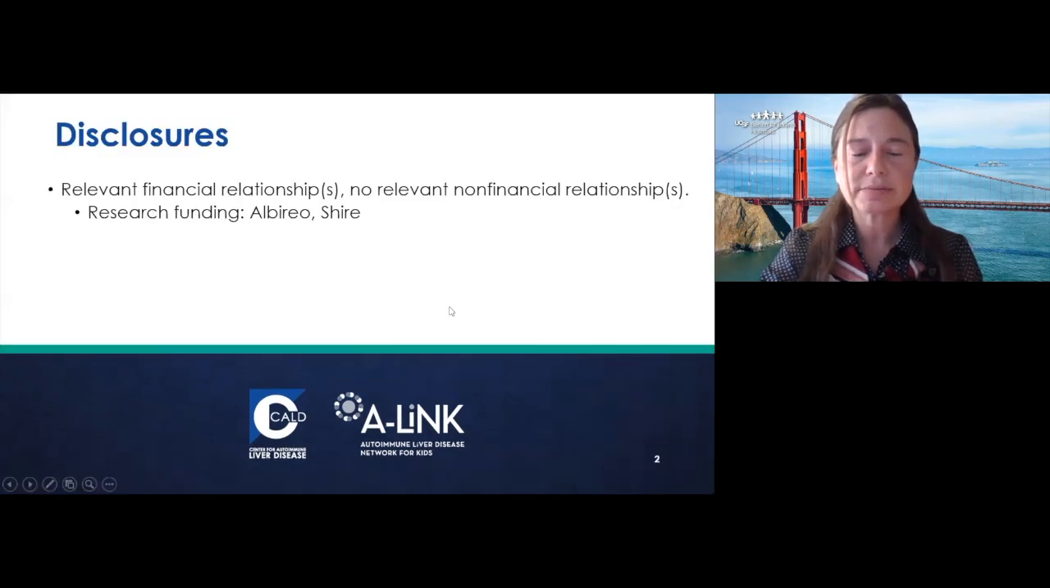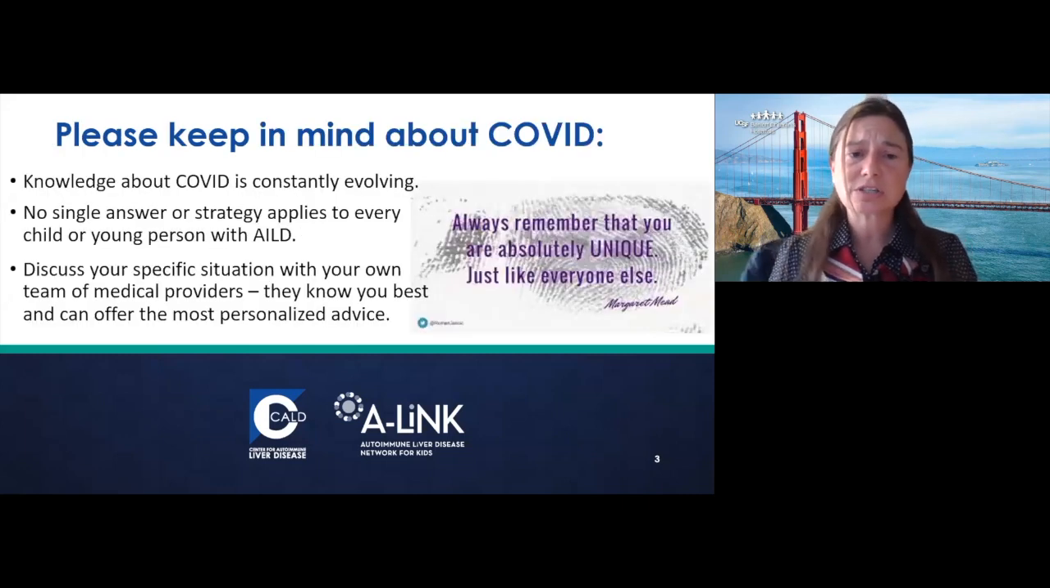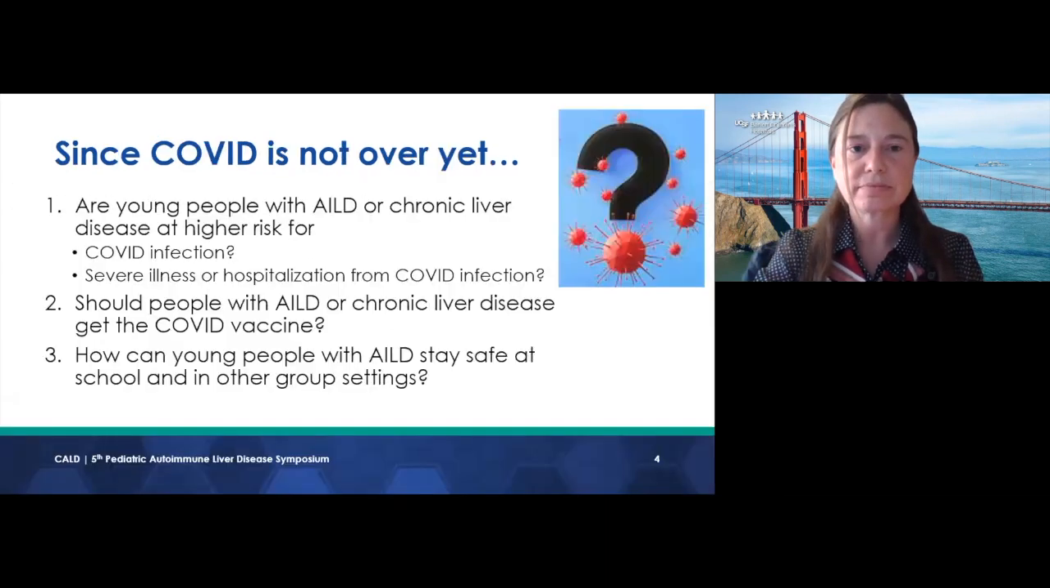Here are my disclosures and some additional disclosures. Please keep in mind about COVID, that the knowledge about COVID is constantly evolving. So I tried to provide as up-to-date information as I could to you today. No single answer or strategy applies to every child or young person with autoimmune liver disease, but I'm going to try to share general principles today that I think are generally applicable to most people. And please discuss your or your child's specific situation with your own team of medical providers. They know you best, they can offer the most personalized advice. We've all answered a lot of these questions for a long time now, so we're happy to talk to you about it.